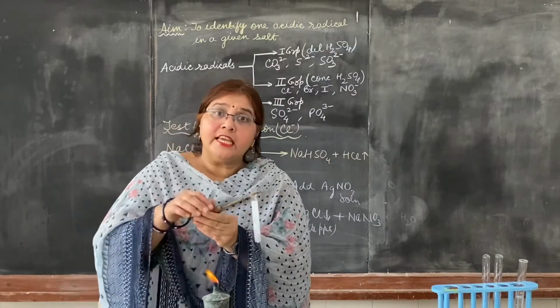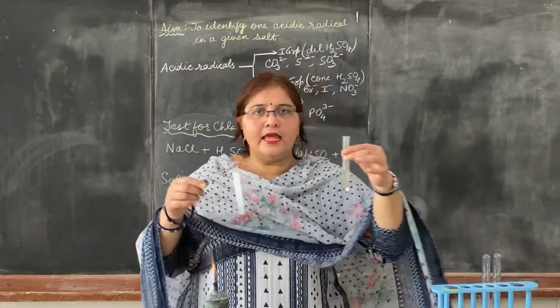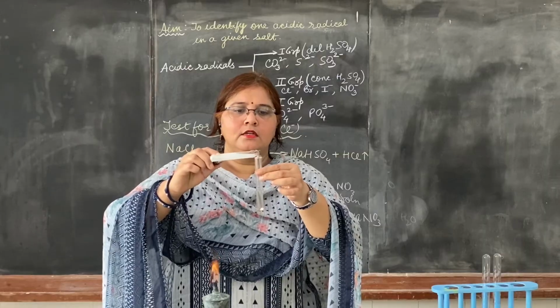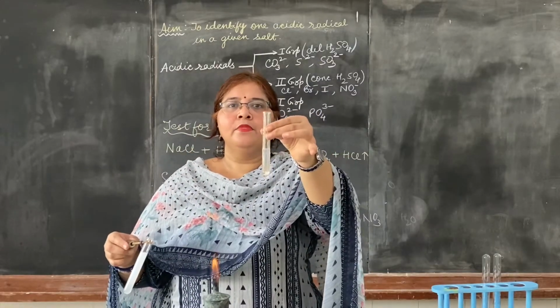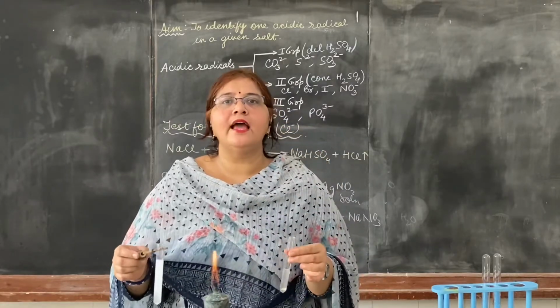So how will we check it? Take ammonium hydroxide in a test tube and add a little bit of it to this. You will see that it is completely soluble. This means the given salt contains the chloride ion.